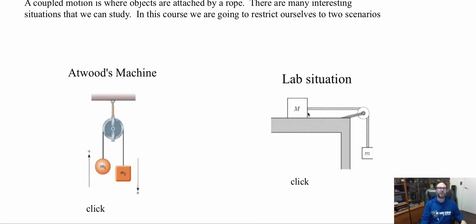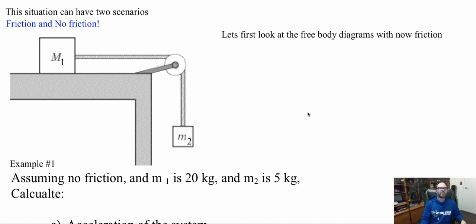So now let's look at our lab situation scenario. In this case here, we have a mass being pulled across the table with another mass going down. We're going to look at 2 scenarios. The first one will be with no friction, and the second one will be with friction.